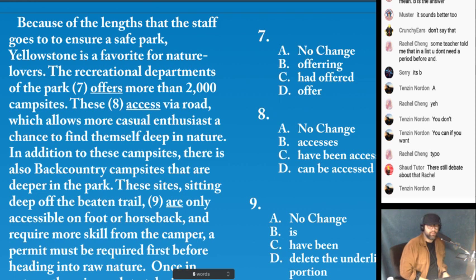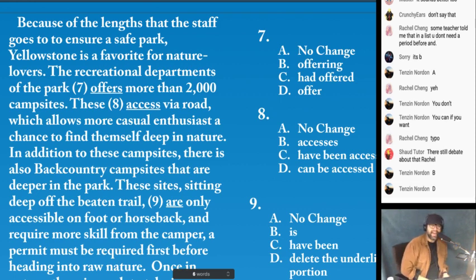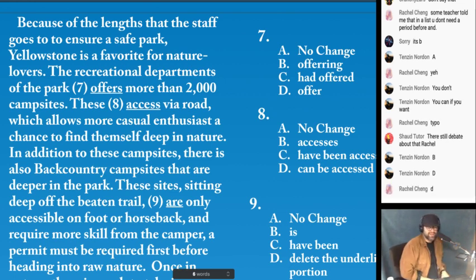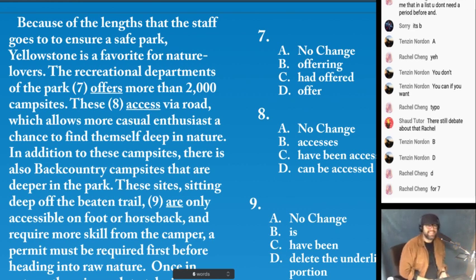Number eight, these access via roads. These access. So the campsites are the ones who are doing the accessing. No. So we need to write it passively, and that's why eight is D, can be accessed via road.